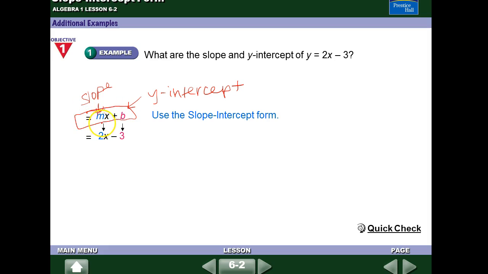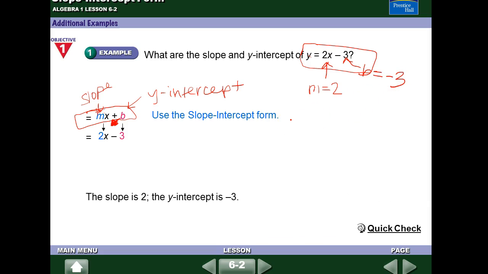So if I know this is my equation, let's take a look. Where is my m in here? Well, the m will always be next to the x. So m is 2. Now, this is where it gets a little tricky. This is going to be my b. Notice in the original equation it was a plus. It's now a subtraction, so b is going to equal a negative 3 instead of 3. So the slope is 2, the y-intercept is negative 3.